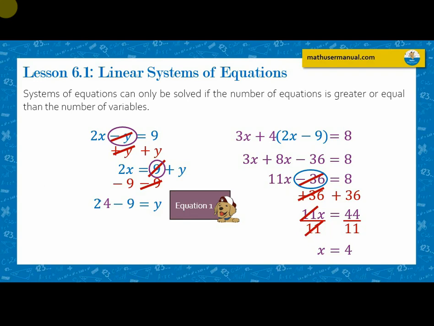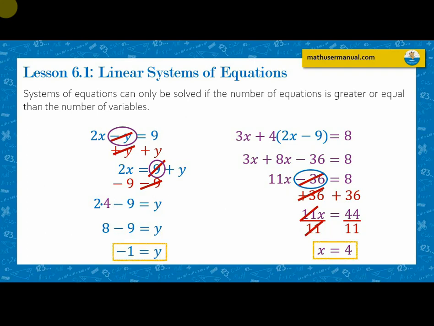And let's not forget this is a multiplication, so let's put the little dot. And after this, it's just PEMDAS. 2 times 4 is 8. 8 minus 9 is negative 1. We have values for both of the variables. So these are our answers. y equals negative 1, x equals 4. And this is called the substitution method because we substituted one of the variables for the other until we have a solution.